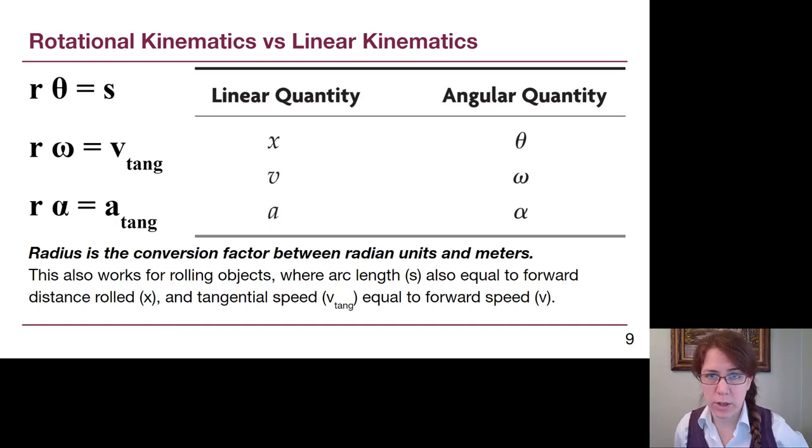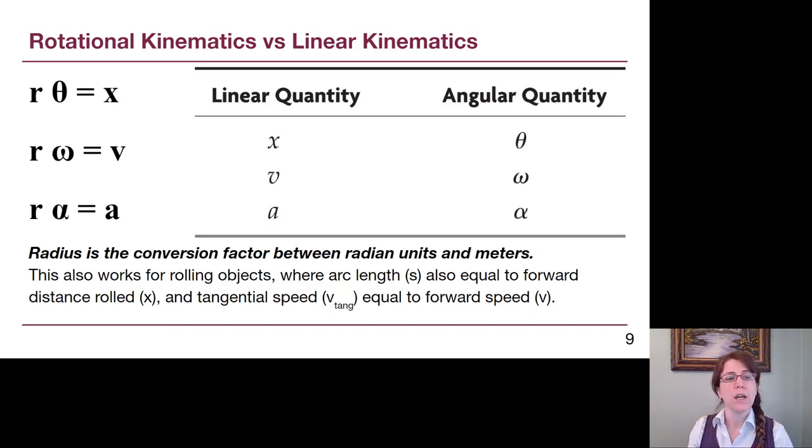And this table here in our slide is similar to one that I had on the whiteboard briefly earlier. So this works for rolling objects too. So when we use the letter S for arc length, we can also mean the physical forward distance x if something is rolling. When we use the tangential speed v tangential, that's also just the regular forward speed v, and then the tangential acceleration is the same acceleration across the room. And so we can rewrite these. The only difference between this slide and that one is that we now have x, v, and a to really hit home the comparison here.